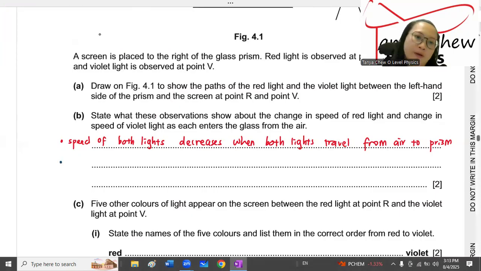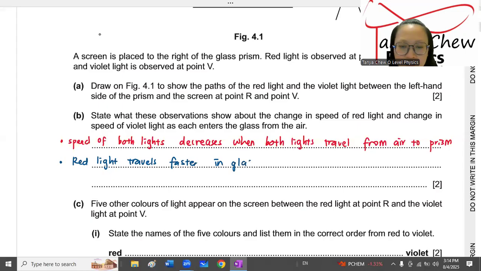And the second point, I would say that the speed of light decreases, but if you want me to compare between red light and the violet light, I would say that red light travels faster in glass as compared to violet light. That's it.